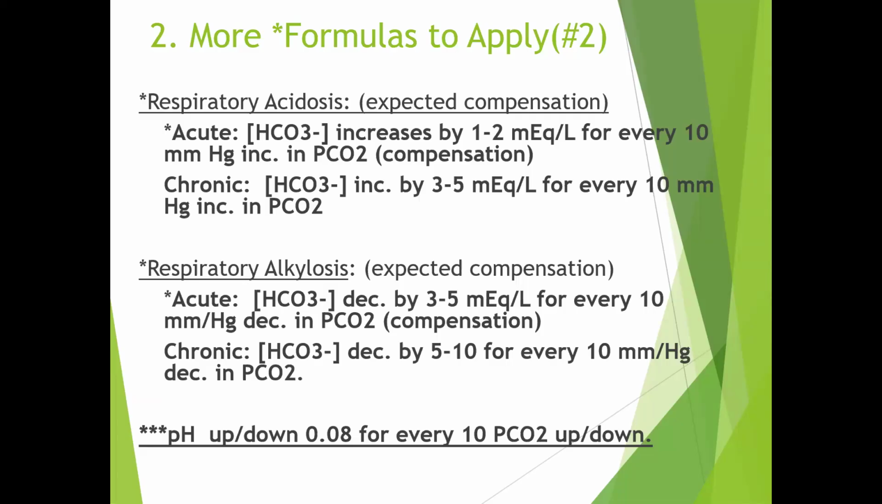35 to 45, so let's use 40. How many groups of 10 is that? 2 groups of 10. So what's the normal bicarb range? Let's use 26. I'm going to use the high range, just for this, for compensation. Can I make a case that 2 groups of 5, the highest number, 5, it could go up 10.